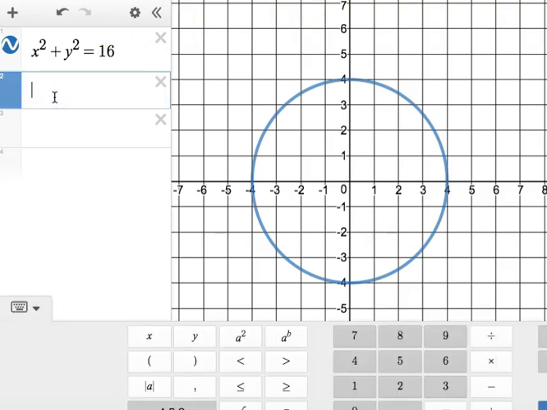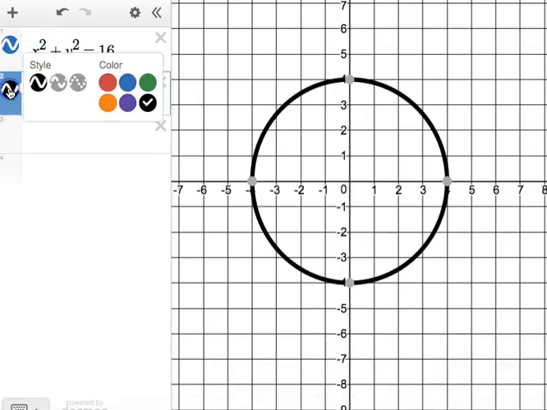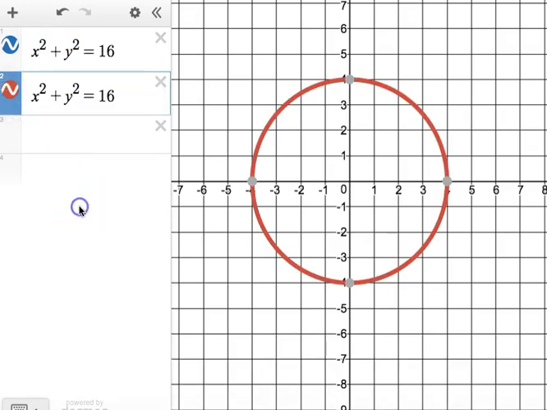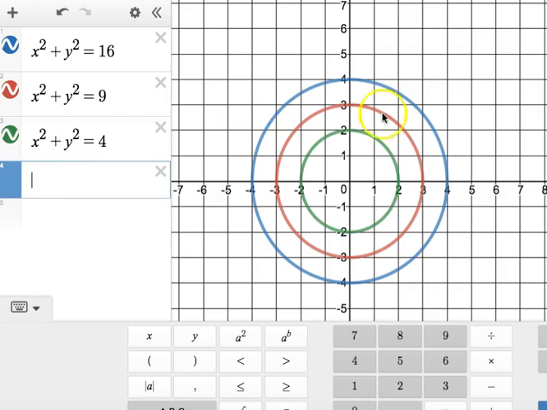I'm just going to do another one here. So I want to make this circle, say, with radius 3. So if I want the circle with radius 3, I'm just going to make this one red. Okay, so I've got my first circle, centre 0, 0, radius 4. My second circle, centre 0, 0, radius 3. My last circle, I want to make it radius 2, so 2 squared is 4. So the green circle has centre 0, 0, radius 2.